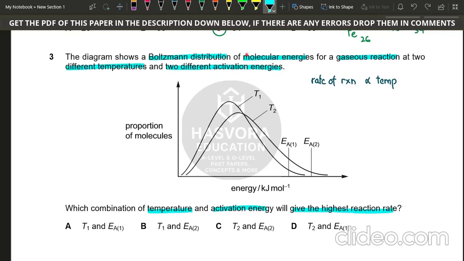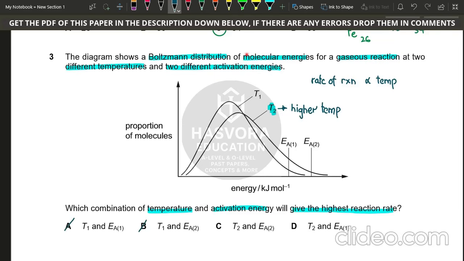Let me just highlight this one. This graph actually has more particles that have more energy. You can see this area is actually the particles with more energy. This graph indicates that there are more particles with more energy, so this means that this temperature is actually a higher temperature. So T2 is your higher temperature.